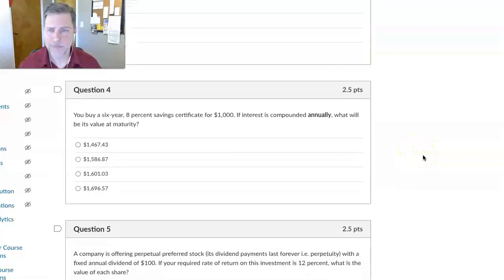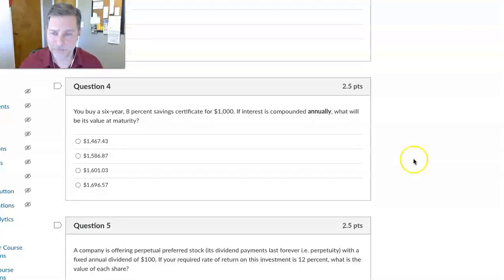Again, savings certificate, basically we used to call them CDs, certificates of deposit. You buy a 6-year, 8% savings certificate for $1,000, compounded annually. So I'm not trying to trick you there with monthly or continuous compounding. So your annual period on there. What is the value at maturity for that $1,000?